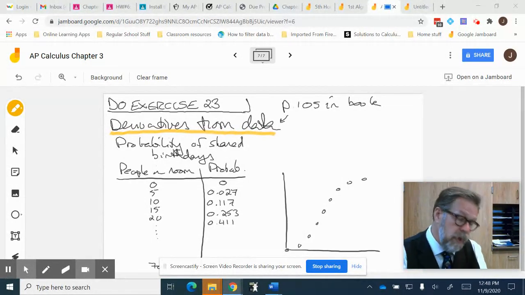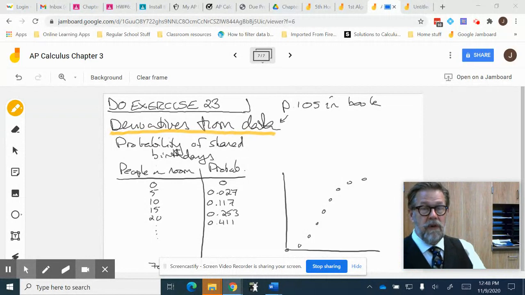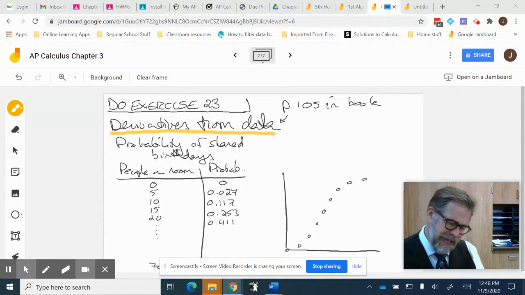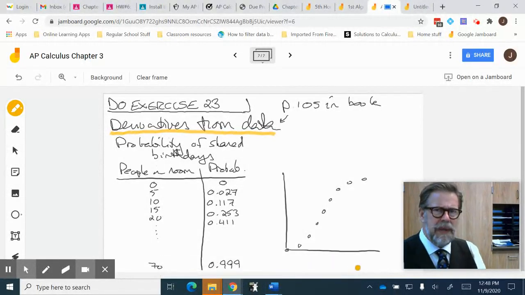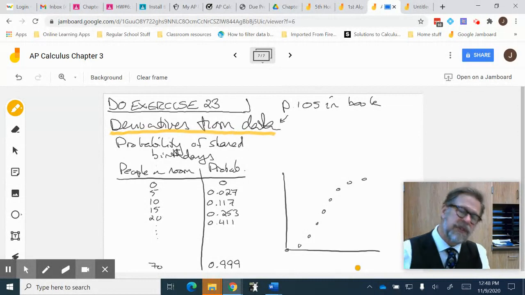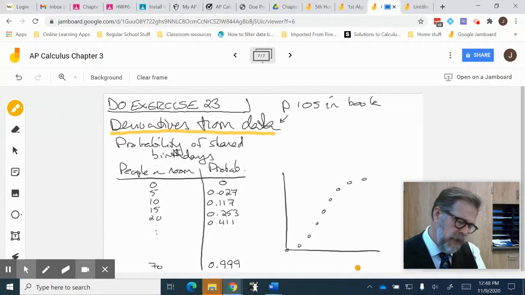So the problem we're going to look at is the probability of two people in a room having a shared birthday. Surprisingly, it turns out that by the time you get to 70 people in a room, there's almost 100% chance that two of them will share a birthday, which is sort of weird given that there's 365 days in the year. But that's just the way the data works out.